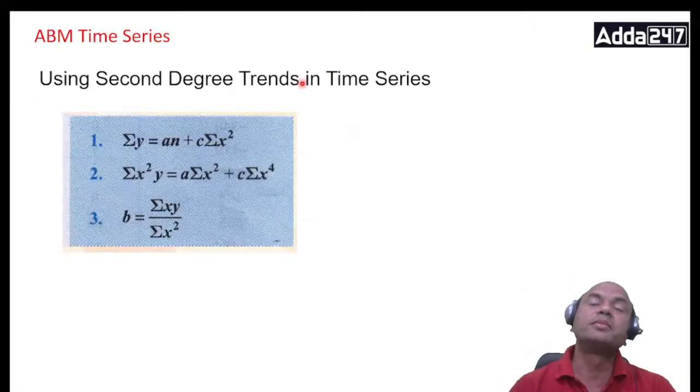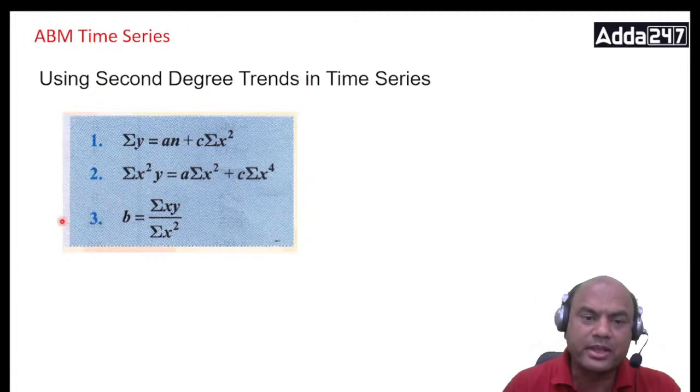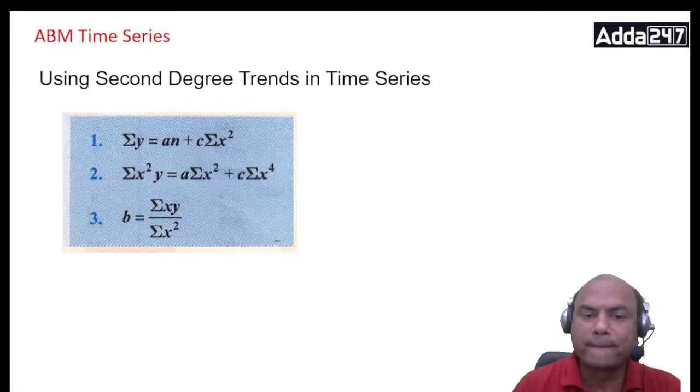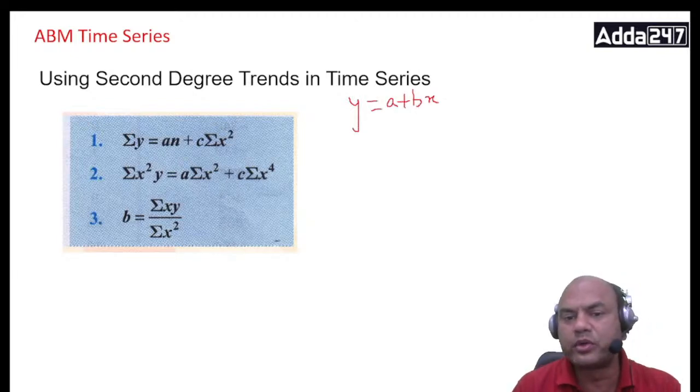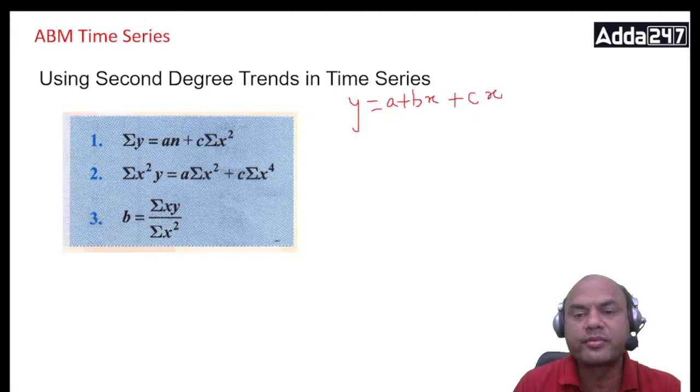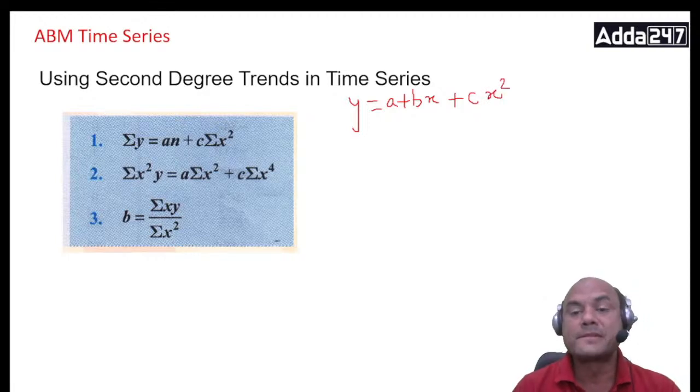Now we are coming to some extra theory, other parts. Means, what did I tell you up till now? Up till now I have told you that the equation of y is y equals a plus bx, right? This much I have told you. This is a linear equation. But if I want curvilinear, then what will I do? I'll add cx square. Now this is a curvilinear equation.